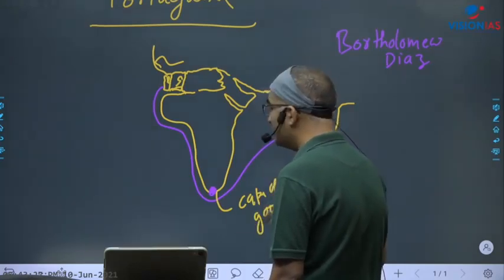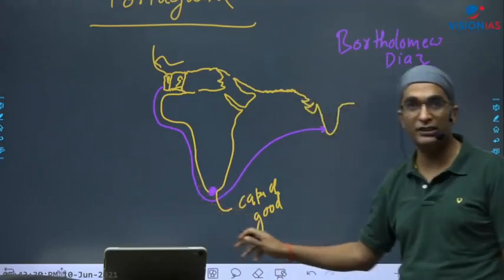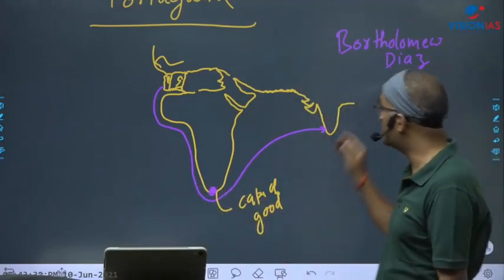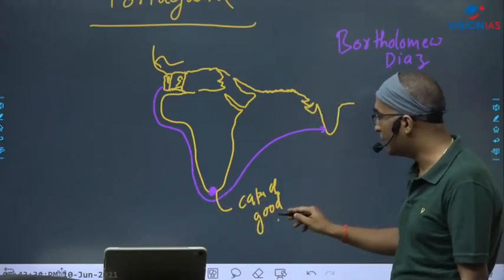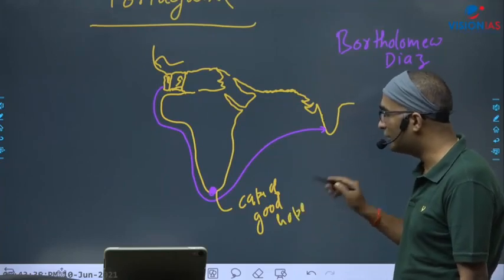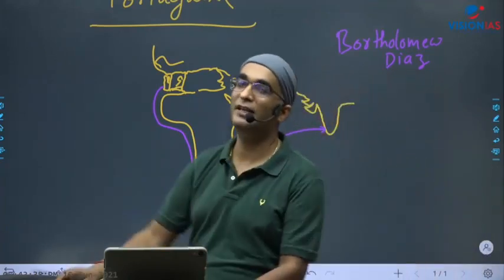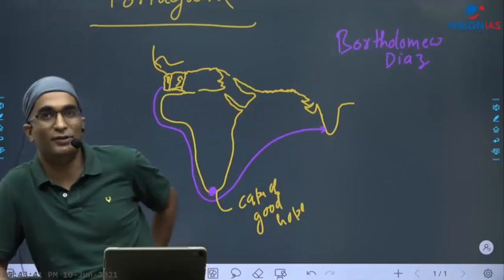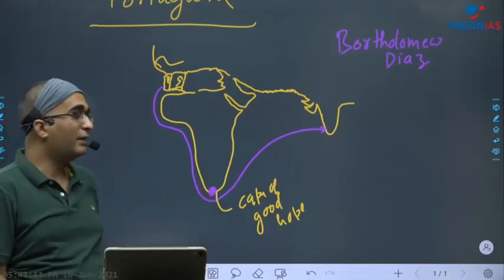So now half of the discovery to India, that sea route discovery to India, was done by this person, Bartholomew Diaz only. So Cape of Good Hope, and nowadays you call this town Cape Town, which is one of the very important cities of South Africa. So he crossed the Cape of Good Hope.